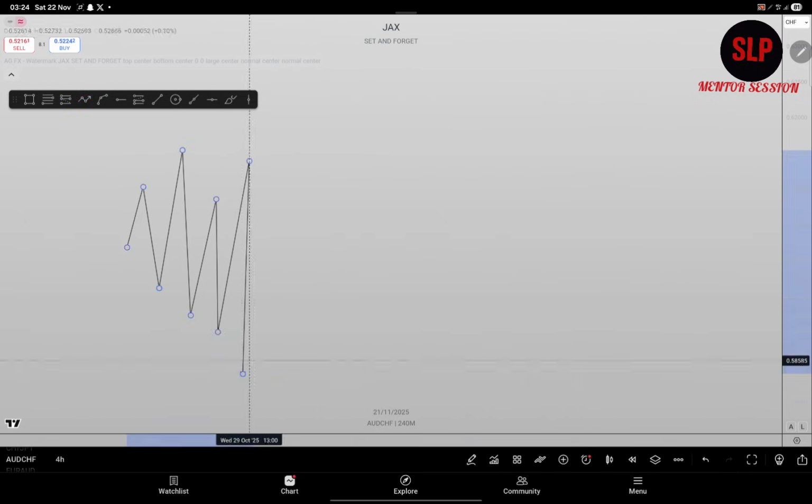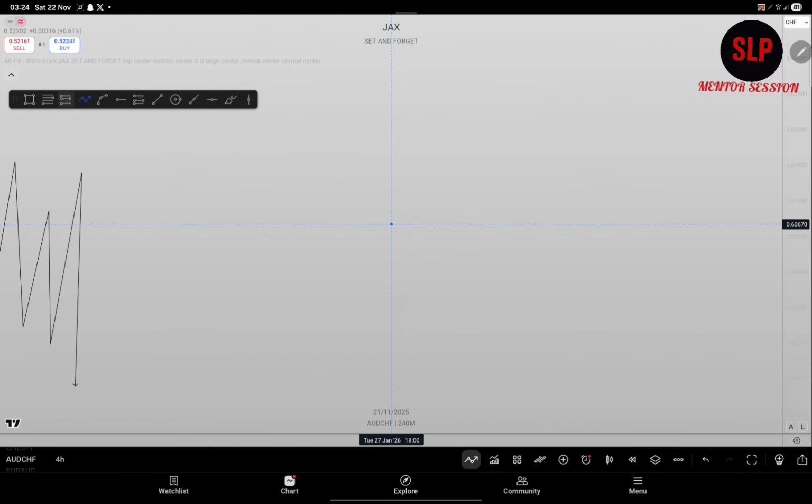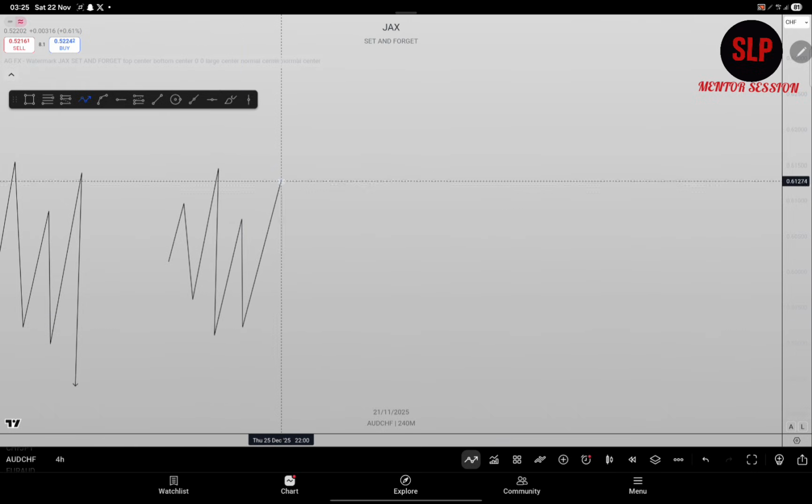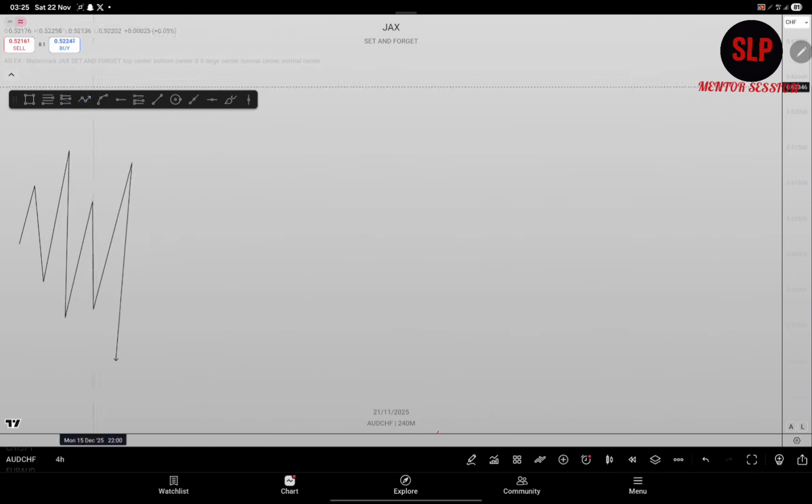This is the A plus setup. When you understand the simple logic behind it, drawing this stuff becomes easy. It's not like something you just cram. It's something you understand. So the B plus, we have the sweep, and you notice that the inducement doesn't break structure before coming up. This is the B plus.